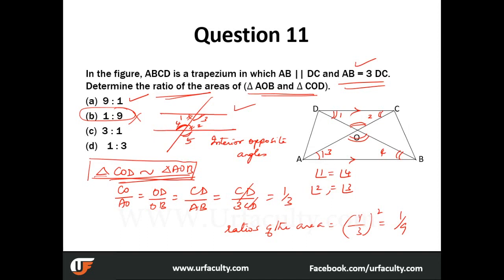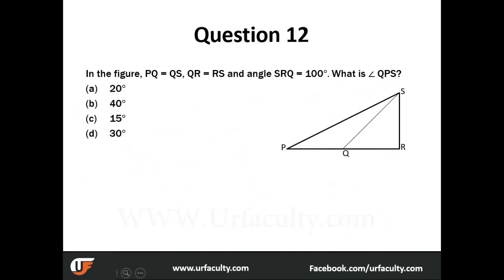We are done. The ratio of areas, COD by AOB, we have found as 1 by 9, which is 1:9. Whereas they have asked for AOB is to COD, which is the reverse, the reciprocal of this, and hence it is 9:1. So this is the answer. Okay. Moving on, next question.